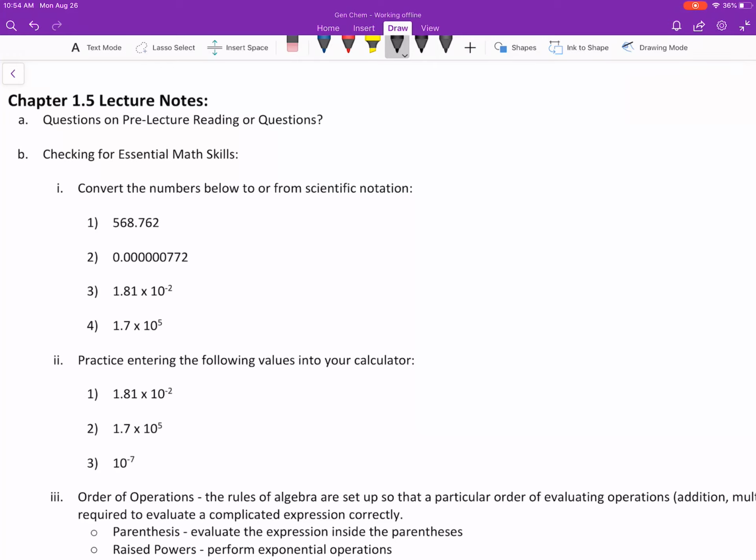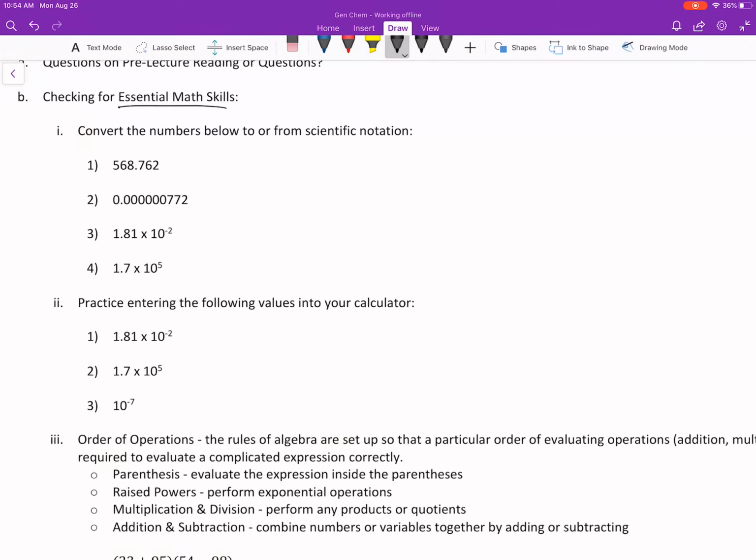I'll be back. Okay, so one of the things we're going to do is we're going to spend about 2 lessons on essential math skills, because they are very important in chemistry and in lab. So we are going to go through using and converting to and from scientific notation. So when it's written like here, 1 and 2, this is called standard notation. Okay, and 3 and 4 is scientific.